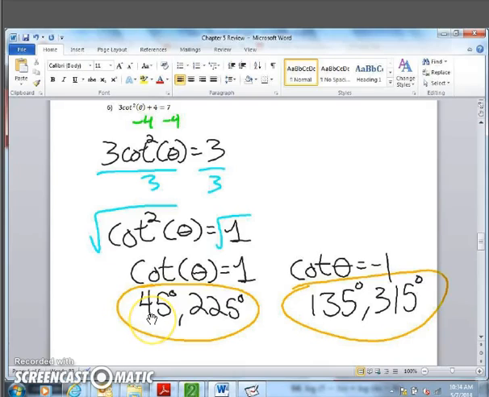And then when you look, where is the cotangent 1? That means x and y have to be the same. That's 45 and 225. Where are they? One positive, one negative. That's 135 and 315.